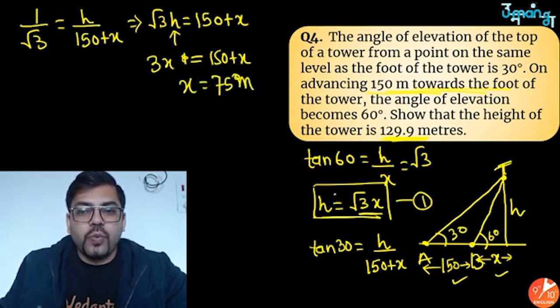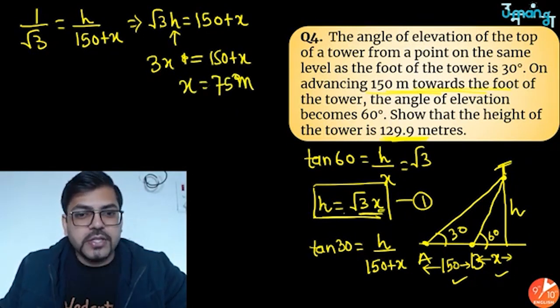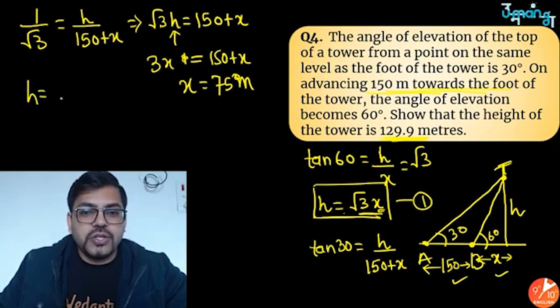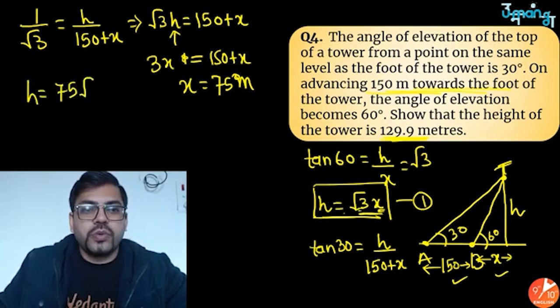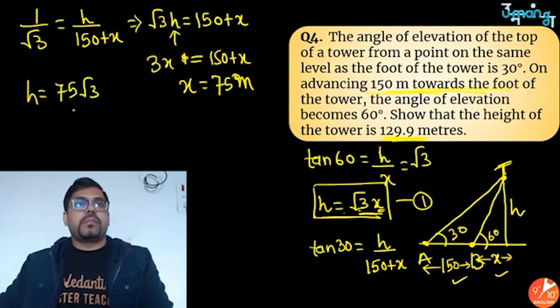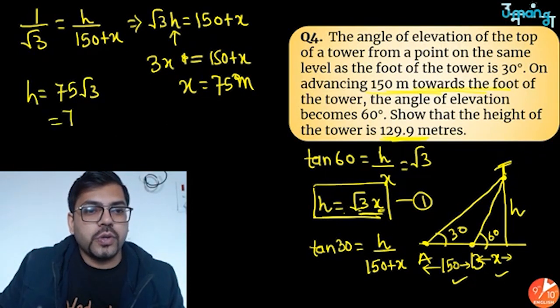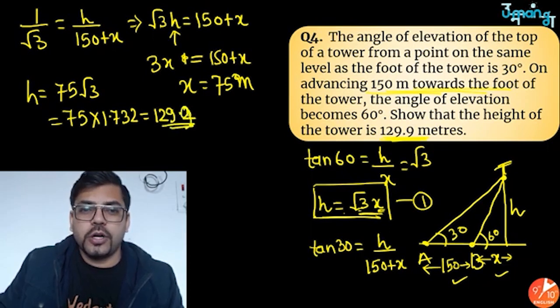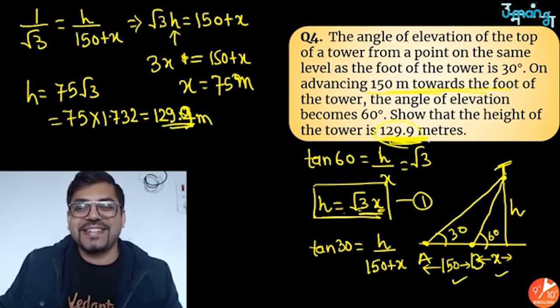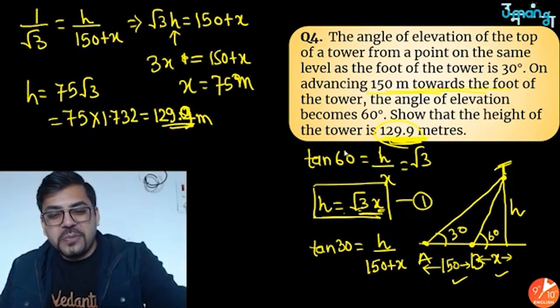75 meters. Once you get x equals 75 meters, you can even find h. h is nothing but root 3 into 75. So 75 into root 3 you have to finally calculate, which means you have to put the value of root 3. So you will write 75 into 1.732, and that is going to be 129.9. I did not multiply it, but I knew this is going to come because the answer is given like this. Okay. So I hope you understood that.